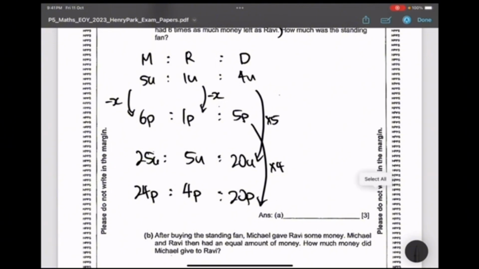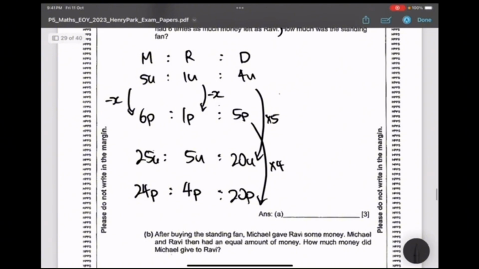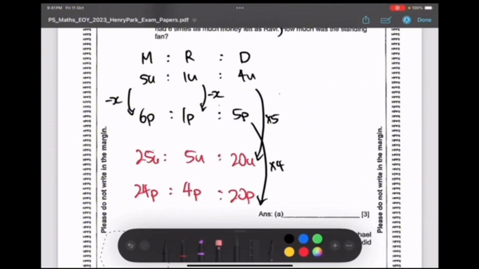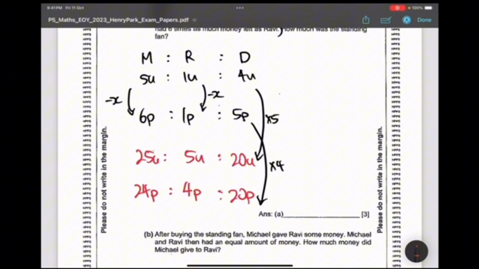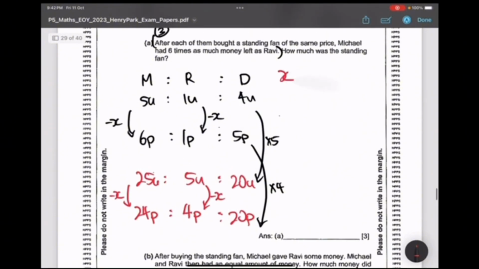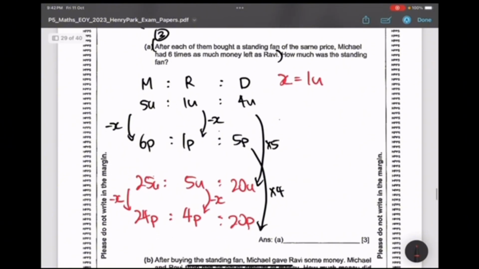And if you compare the 2 new parts that I did, which I am going to change the color for, I'm going to change it to red. Now, if you take a look at this red part over here, when they minus x, you notice that it is both just 1 unit. So now we know that x equals 1 unit. From 5 to 4 and 25 to 24, it is both the same.